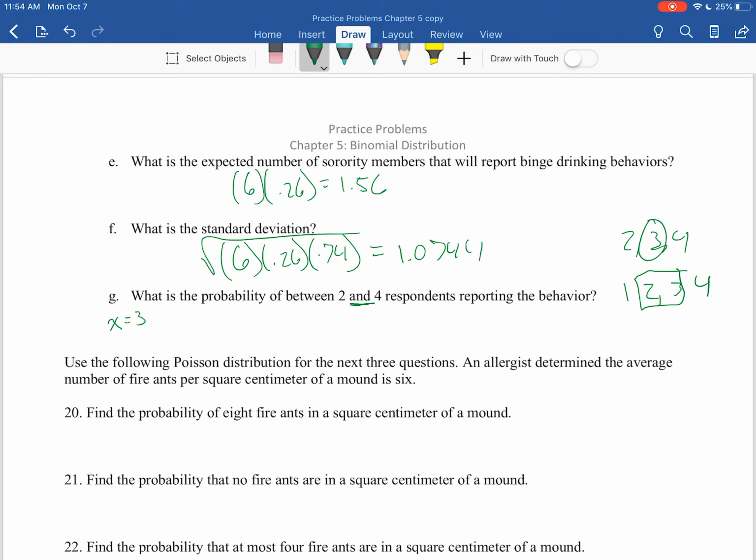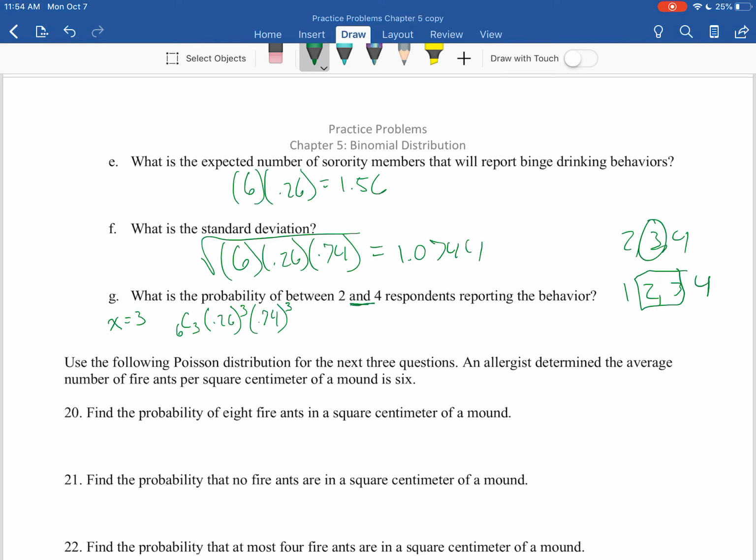So we're going to write our binomial distribution, where we have n is 6, so how many different ways can we choose 3 people out of 6, times our probability of 0.26 to the third power, times our q, which is 0.74 to the n minus x, which is also going to be third power. Anytime you're doing exponents, don't put in 6 minus 3 as the exponent. Just put the value of 3.